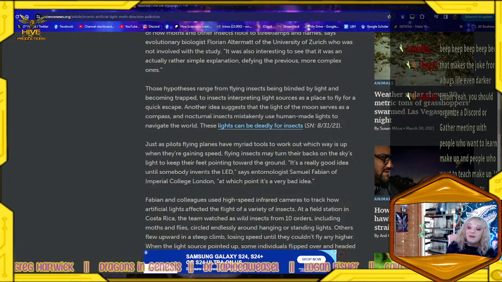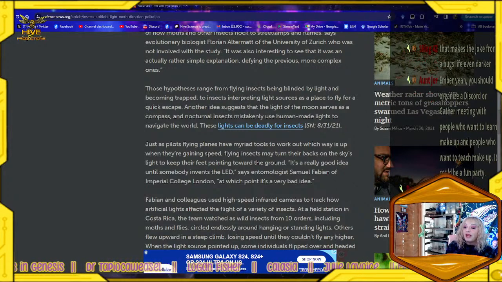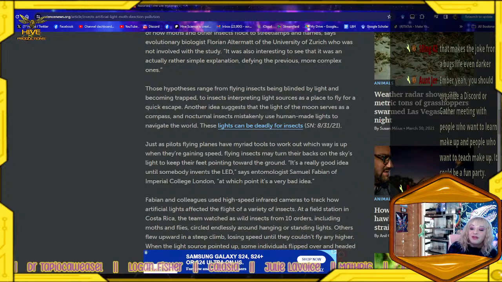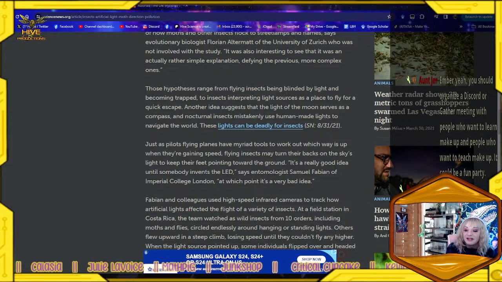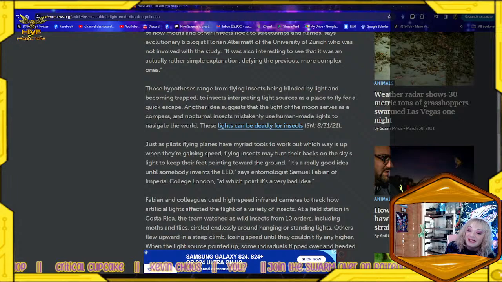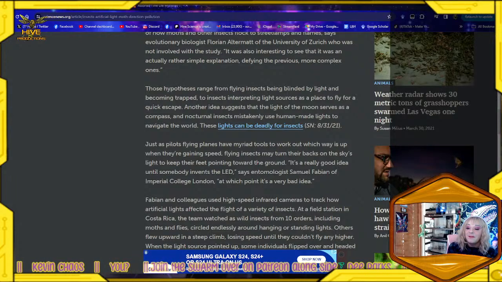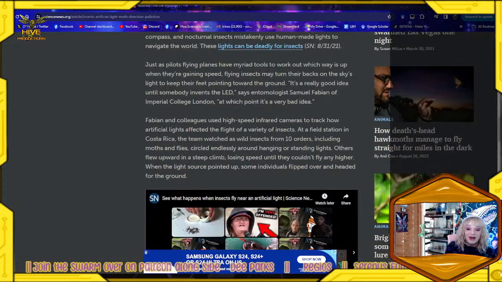Just as pilots flying planes have a myriad of tools to work out which way is up when they're gaining speed, flying insects may turn their back to the sky, as light, to keep their feet pointed towards the ground. It's a really good idea until someone invented the LED, says entomologist Samuel Fabian of Imperial College London, at which point it's a very bad idea.